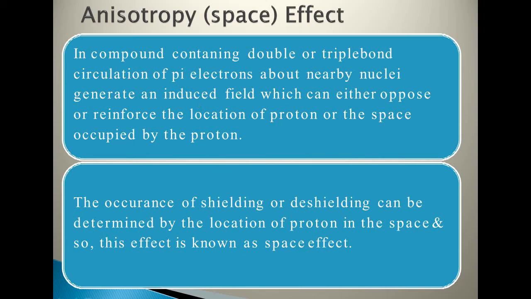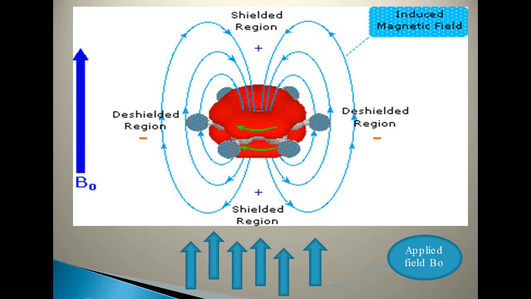Next is anisotropic effect. So anisotropic means space effect. The detail is there in another video, so you can get it from the description box. So this is the anisotropic effect. So consider this is your compound.